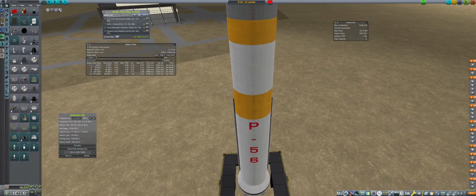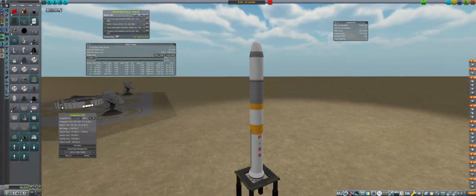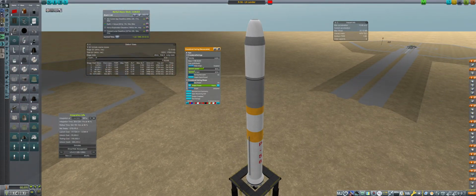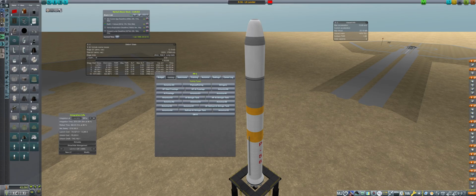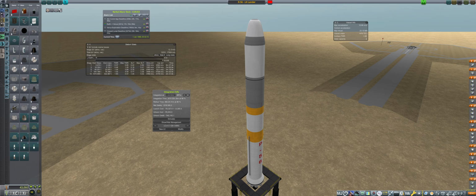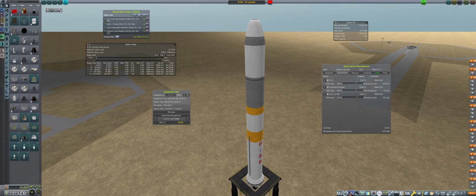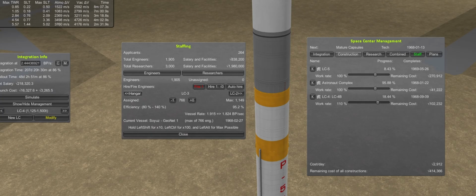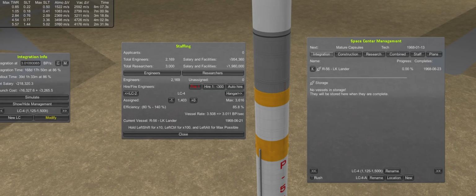The next task is to commence the construction for the crewed lunar lander. There is plenty of credit and funding at the moment, so integration is begun immediately. 264 free applicants are still left over from the previous year, so they will be hired into LC4. Worth mentioning is that 800 engineers have temporarily moved to the Soyuz facilities, which is why the R-56 integration times are slow.